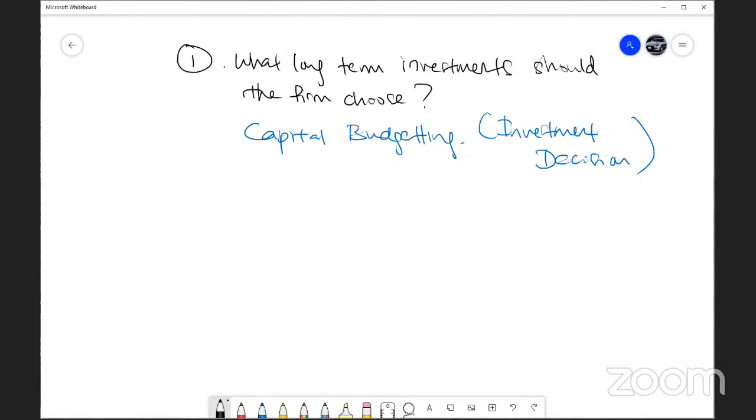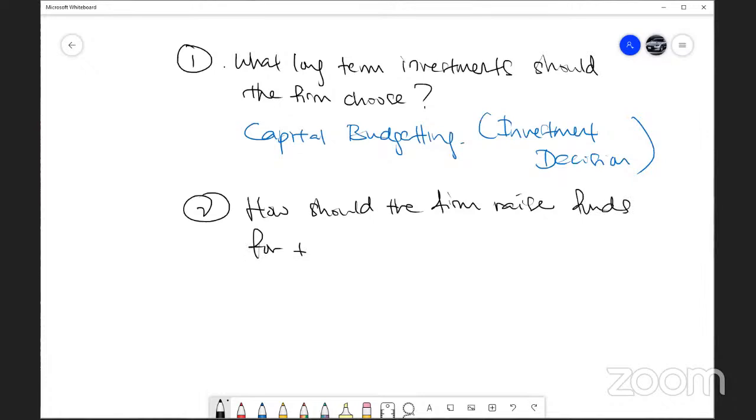The second question that people will always ask a financial manager is, how should the firm raise funds for the investment? Raise funds for the investment. So taking the first one, after you decided maybe you want to buy land or expand on R&D, research and development, coming up with new products, how are you going to fund all these plans that you have, your investment decision?